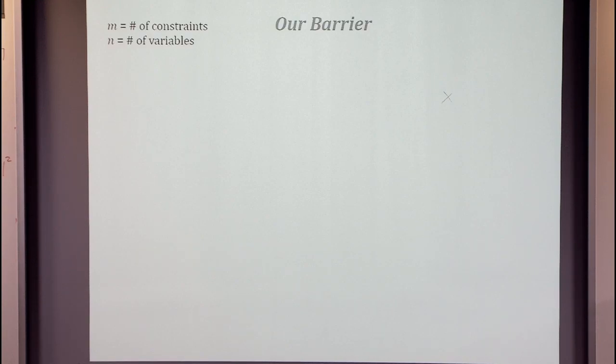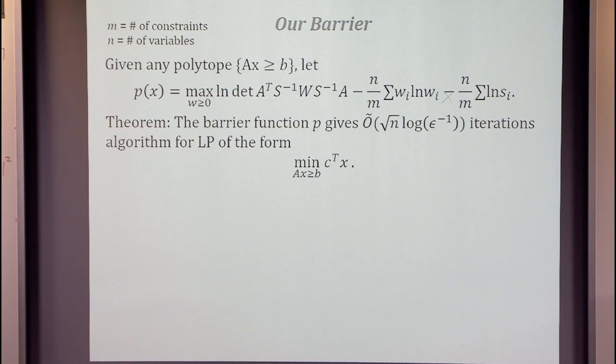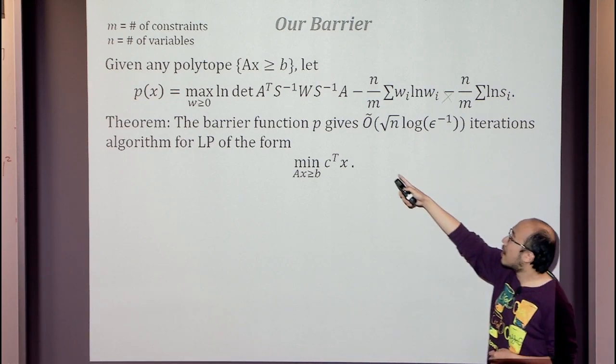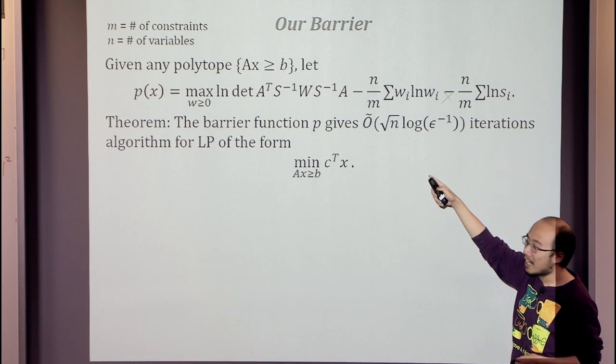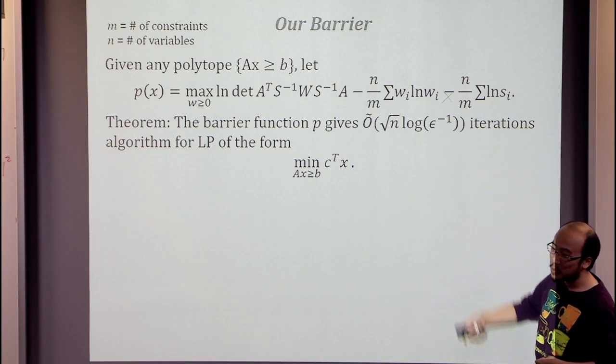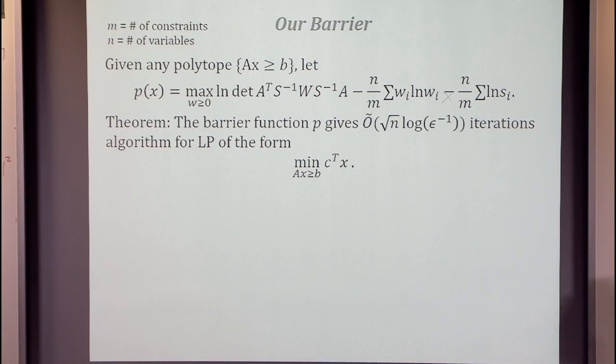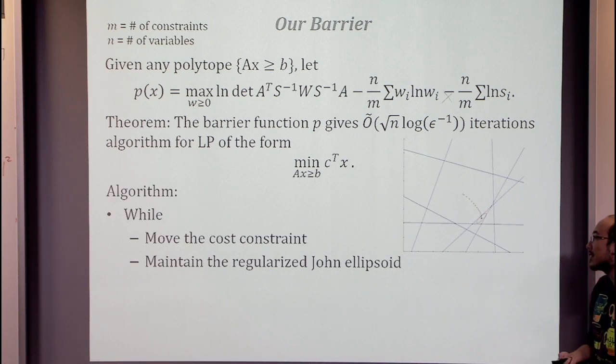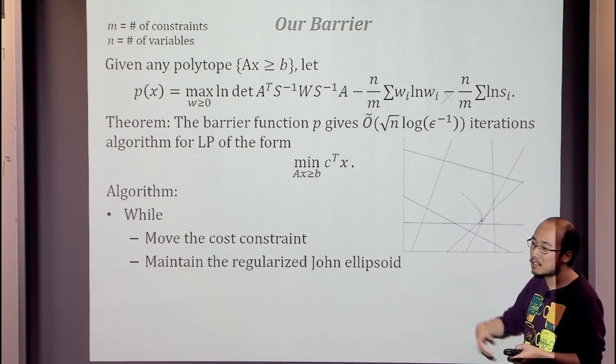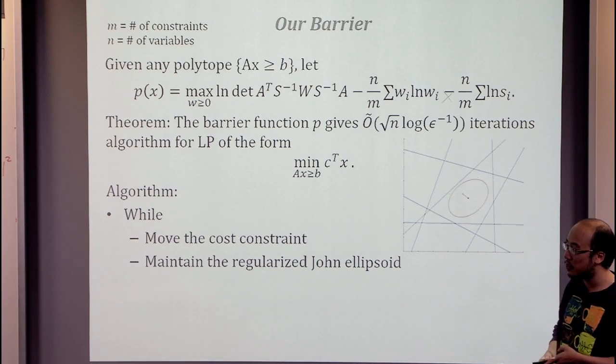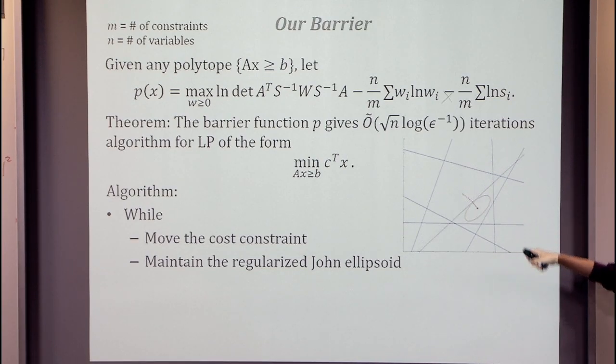So just to conclude, for any polytope, you can consider this barrier function, and the main theorem is that this gives you square root of n iterations to solve LP. In picture, you can think that in each iteration you move the cost constraint, and then you remove a regularized version of the John ellipsoid. It looks like this.